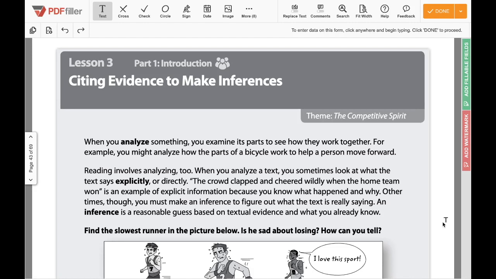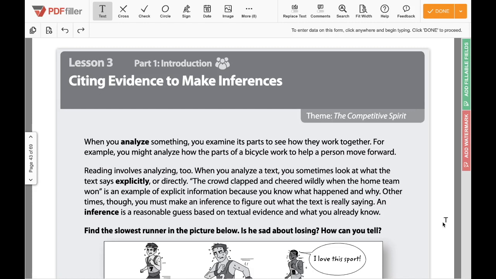But yeah, so today we're on page 43. I don't know how far we're going to get today. I'm just going to see kind of what feels right, but obviously it'll be in the Dojo post how many pages you have to do, so you'll know already. But today we're going to be looking at citing evidence to make inferences.